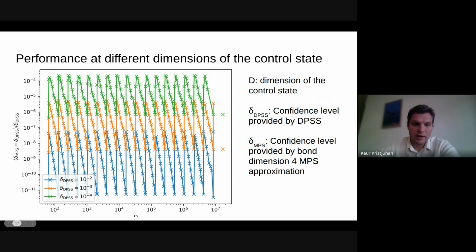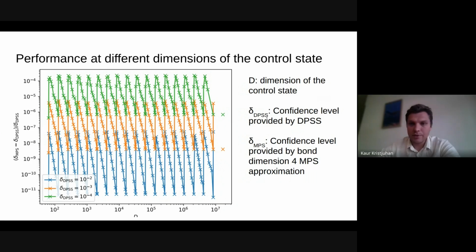What we can see is that for confidence levels of up to 99.99%, the relative increase in error is really negligible. So 10 to the minus 4, that's not an absolute increase in error probability. That's a relative increase in error probability. So this is very tiny, and you wouldn't be worried about that at all. You'd happily use an MPS approximation that gives a relative increase this small. And so overall, it's really, really low.